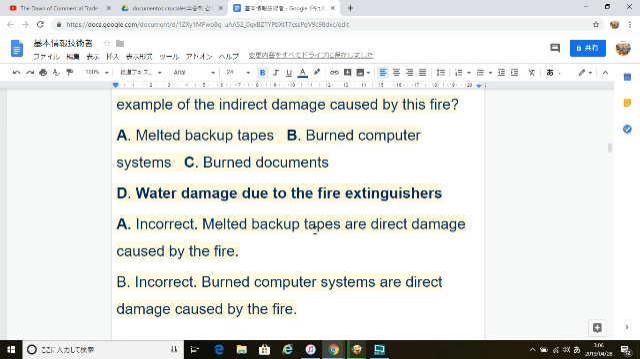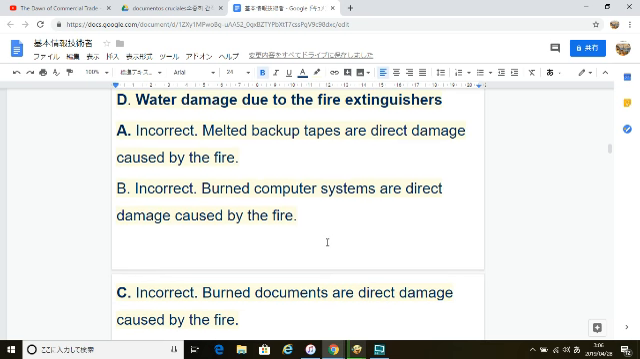A. Melted backup tapes. B. Burned computer system. C. Burned documents. D. Water damage due to the fire extinguishers. A. Incorrect. Melted backup tapes are direct damage caused by the fire. B. Incorrect. Burned computer systems are direct damage caused by the fire. C. Incorrect. Burned documents are direct damage caused by the fire.